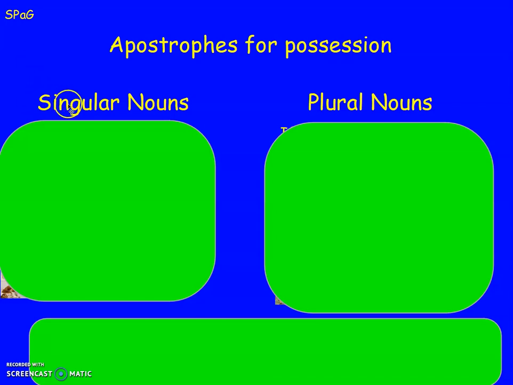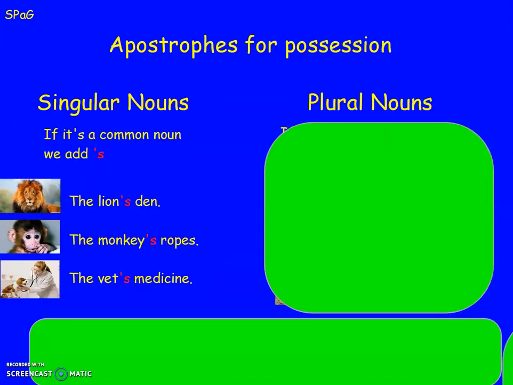So let's have a look first at singular nouns. This means when there's just one thing. So for example, there's just one lion, one monkey, or one vet. So that's a singular noun. They're just common nouns and they don't end in an S, so we need to add an apostrophe S. So the lion's den, lion, apostrophe S, den. It's the den belonging to the lion. The monkey's ropes, monkey, apostrophe S, and that's the ropes belonging to the monkey. The vet's medicine, vet, apostrophe S, and it's the medicine belonging to the vet. Okay, so that's singular nouns when there's just one thing.